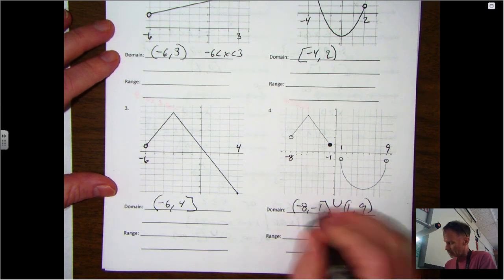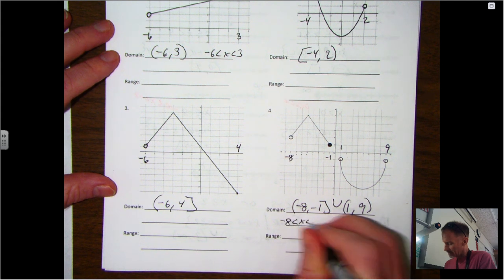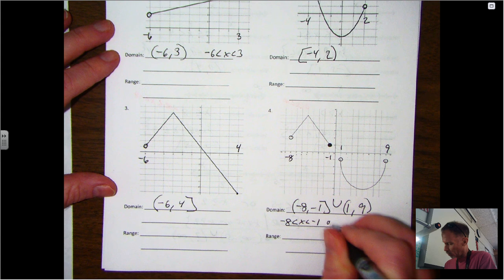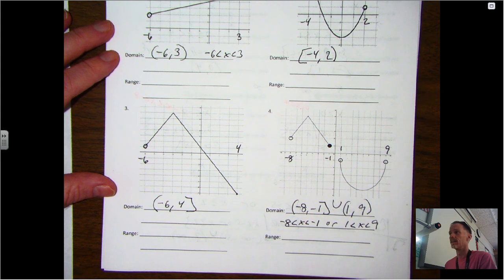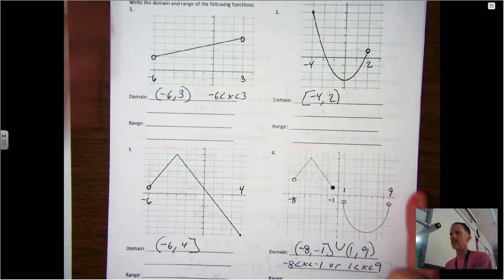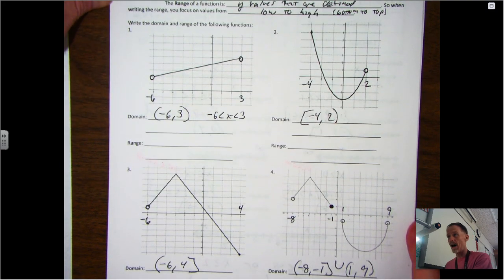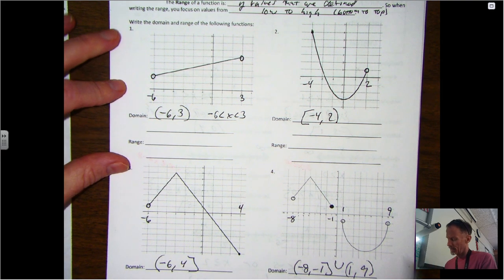Remember, inequality notation would be -8 less than x less than -1, or 1 less than x less than 9. Now, what about the range? And again, important we see that it goes from low to high, the lowest point to the highest point.